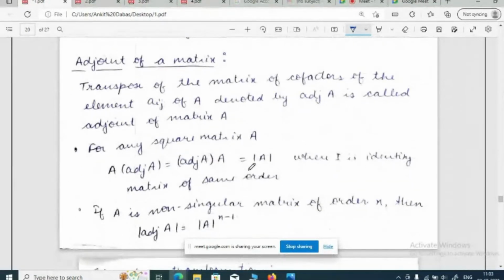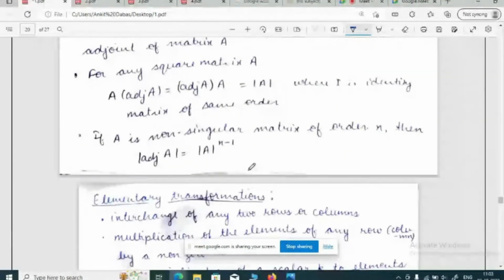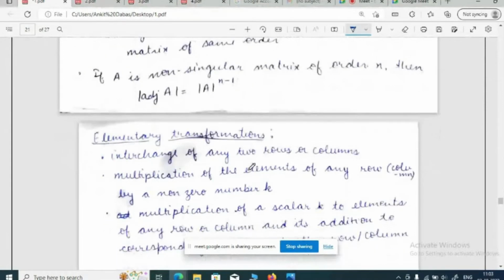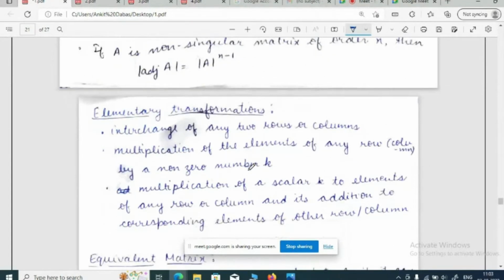Next, we have the adjoint of a matrix, which is used in determining the inverse of a matrix. The transpose of the matrix of cofactors of elements is denoted by adjoint of A, and it is called the adjoint of matrix A. This is the property that A times its adjoint is equal to adjoint of that matrix times A, which is equal to modulus of A, the determinant of A. If A is any non-singular matrix of order n, then determinant of adjoint A is equal to determinant of A raised to the power n-1.